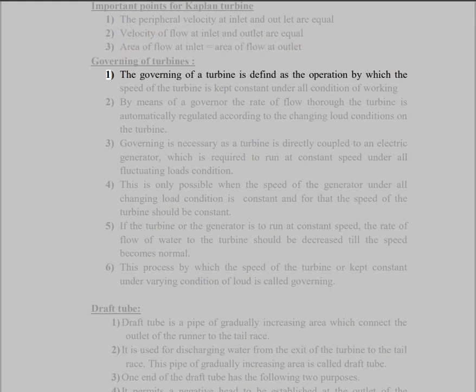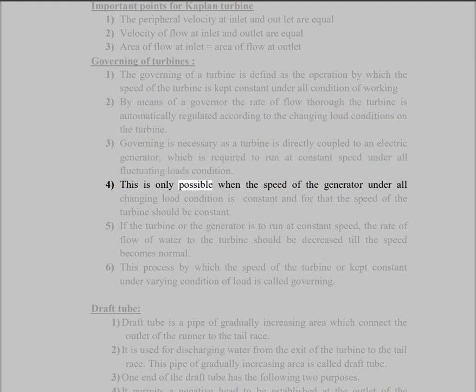Governing of turbines. 1. The governing of a turbine is defined as the operation by which the speed of the turbine is kept constant under all conditions of working. 2. By means of a governor, the rate of flow through the turbine is automatically regulated according to the changing load conditions on the turbine. 3. Governing is necessary as a turbine is directly coupled to an electric generator, which is required to run at constant speed under all fluctuating load conditions.